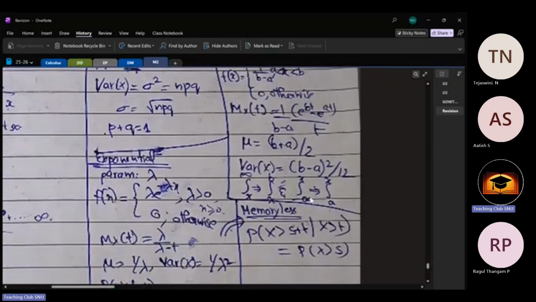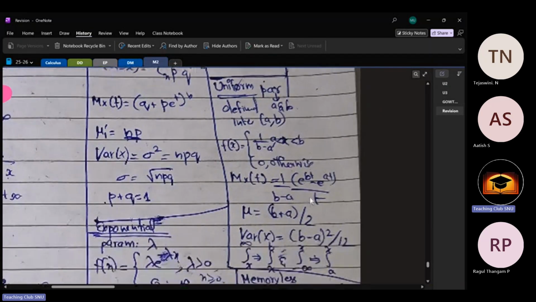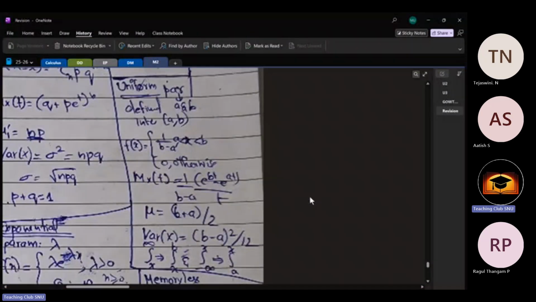Next, uniform distribution. Uniform distribution is a continuous random distribution. Here you will always have an interval defined. The parameters are the endpoints of this interval, A and B. So how do you define the probability density function for this?